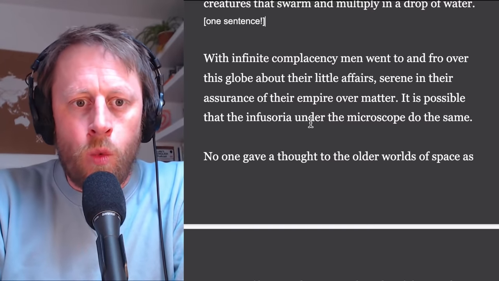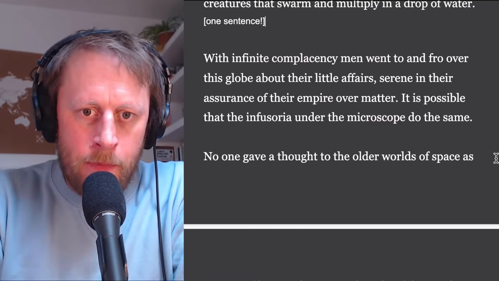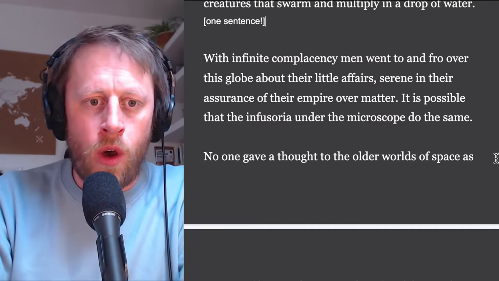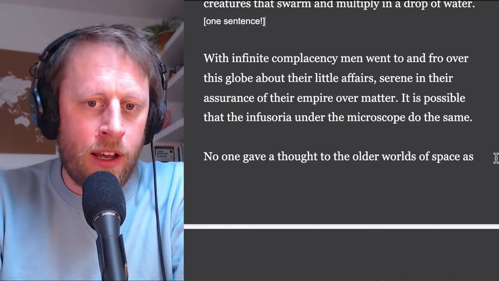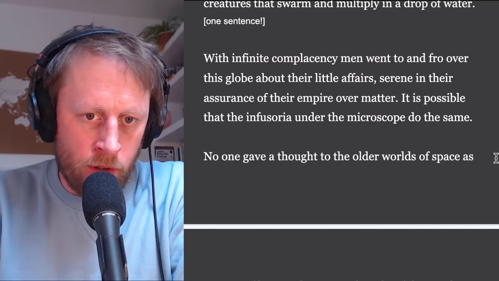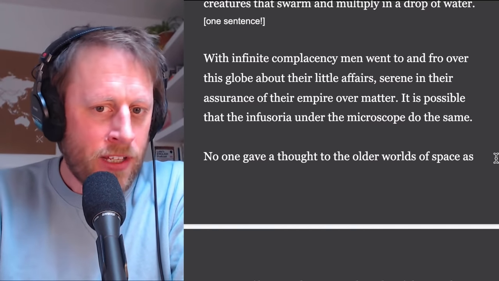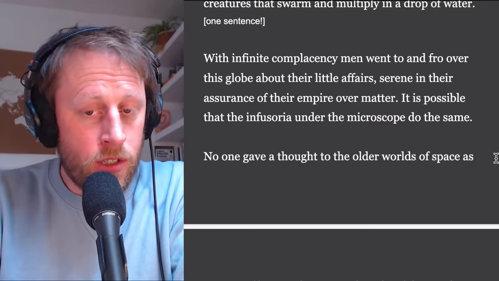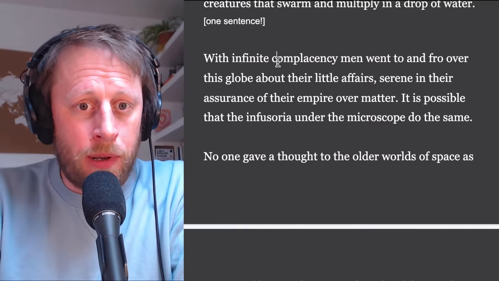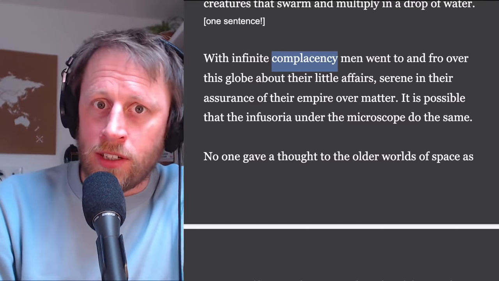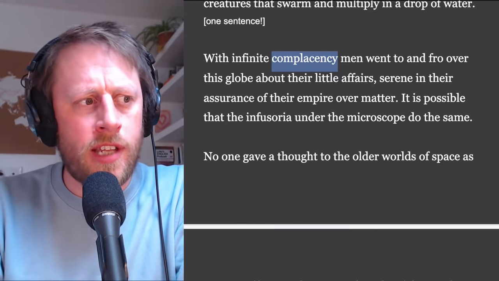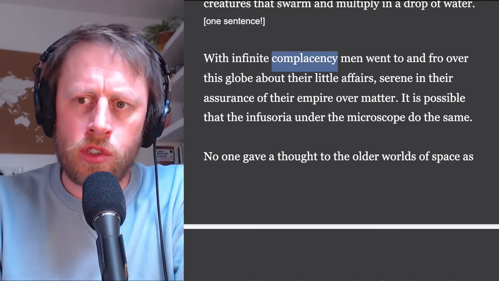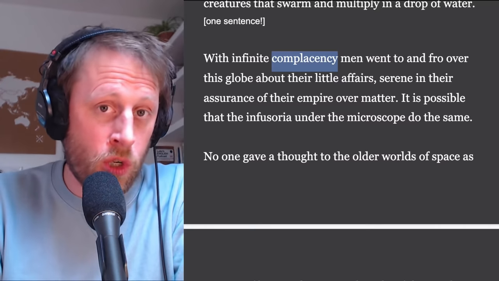Let's continue. With infinite complacency, men went to and fro over this globe about their little affairs, serene in their assurance of their empire over matter. It is possible that the infusoria under the microscope do the same. So complacency, when you're complacent, it means that you're confident and self-assured, you're relaxed because you're certain that everything is all right, that you're doing really well.